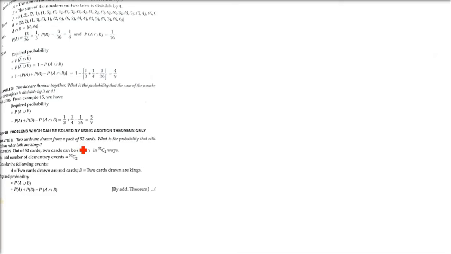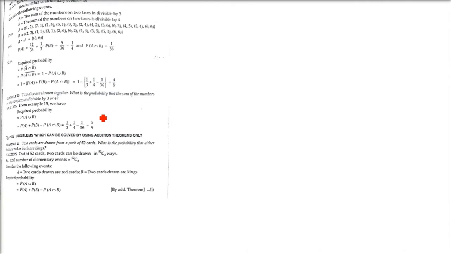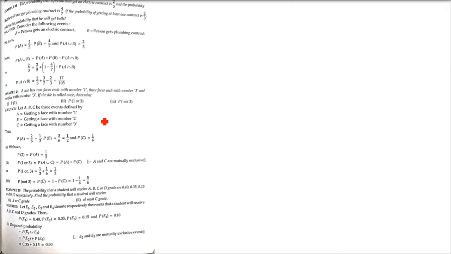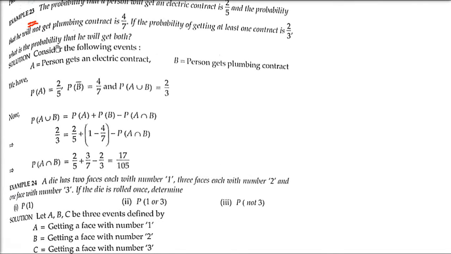Okay. Coming to the third type. This is saying problems which can be solved by using the addition theorem only. So you have to apply the addition theorem, then only these questions will be solved, right? So let us take example 23. In my edition this is example 23, but maybe in your book, a different edition, it will not be example 23. So just give some time, see this question and find it in your book, and then come back and let us solve it.